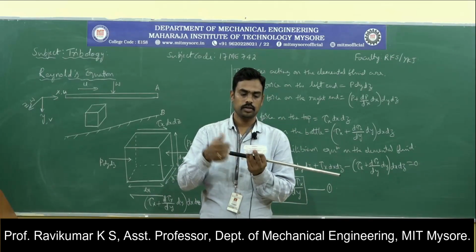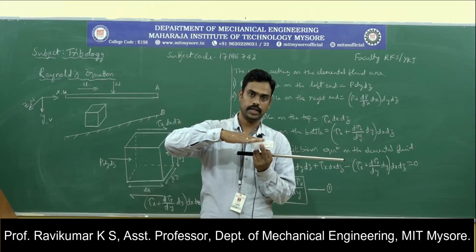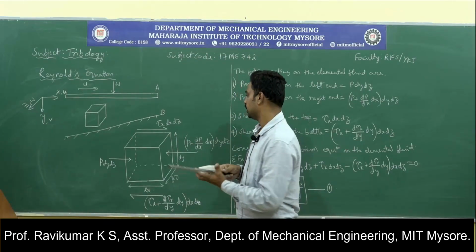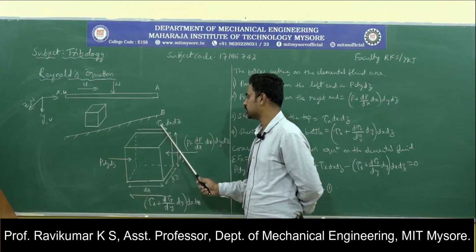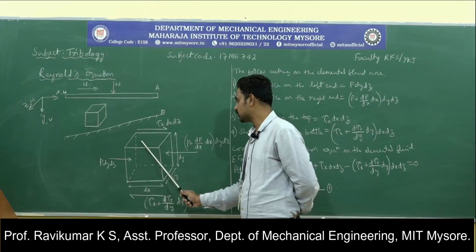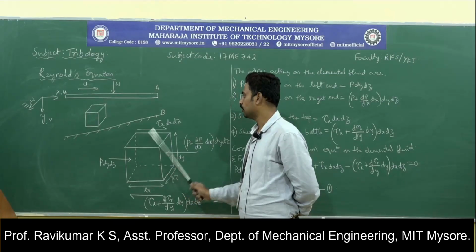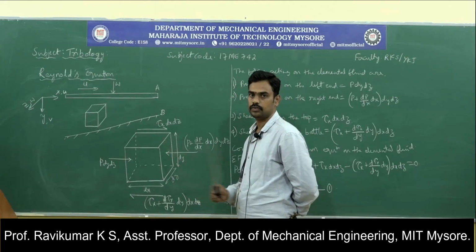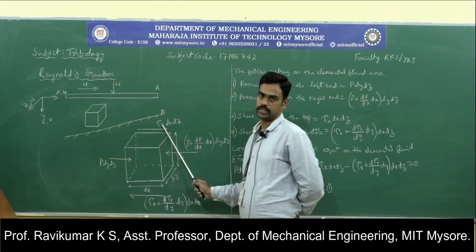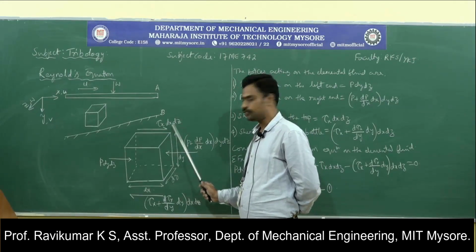But at the top surface and the bottom surface, since the fluid is flowing like this, there will be shear. That shear stress is considered like this, shear stress into dx dz. Again dx into dz is the area on which this shear stress is acting because of the flow. To get the force, I need to multiply the area with the stress. So stress into area is the force.